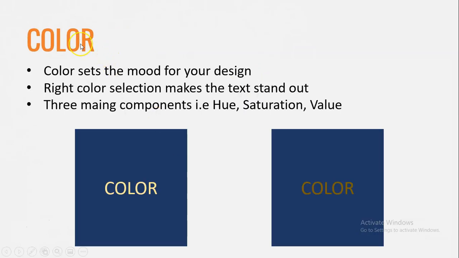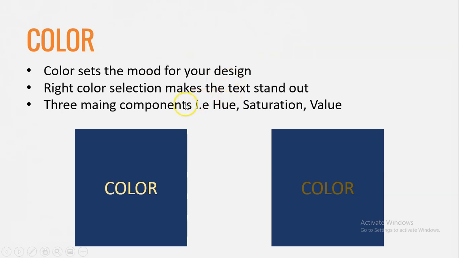The next one is color. This is a very important part of typography. The choice of colors can either make or break your whole design. It sets the mood for your design. The right color selection makes the text stand out.